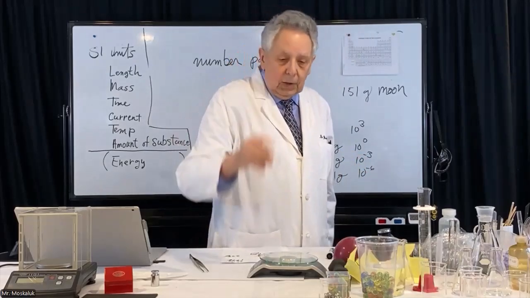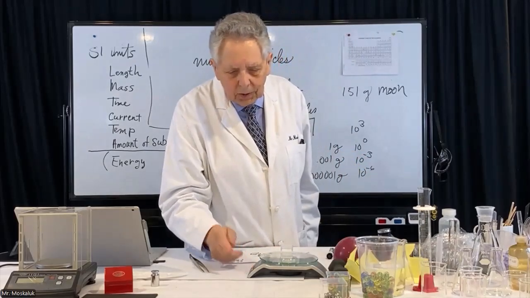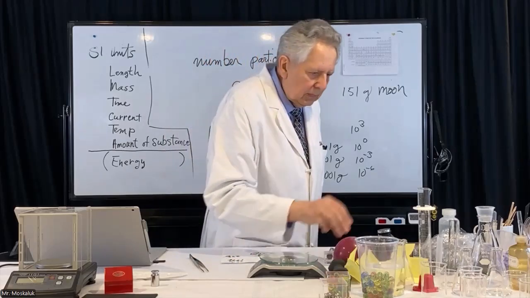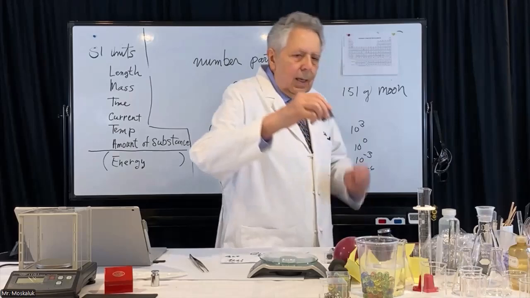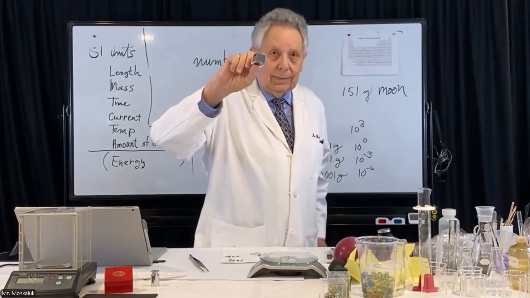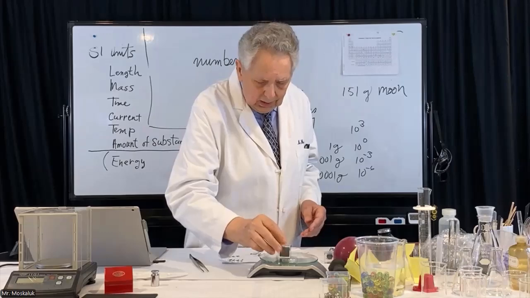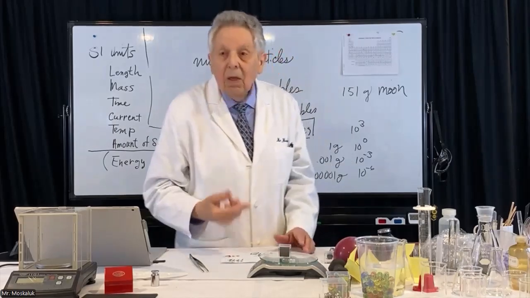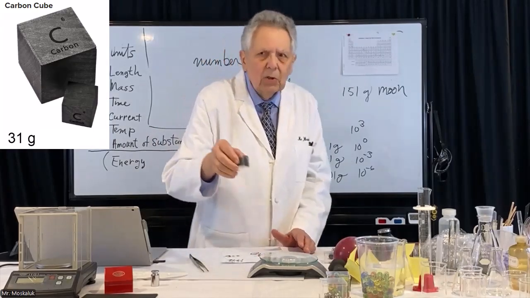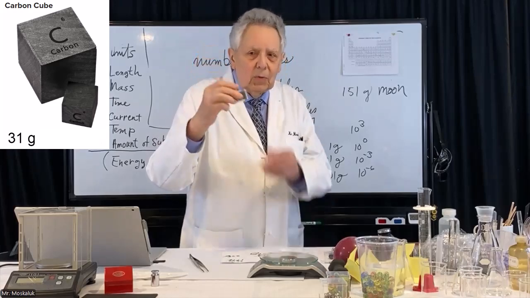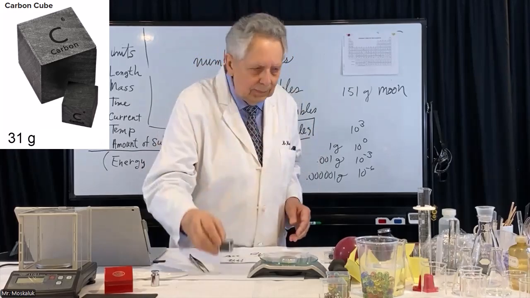Here's a cube. I'm going to zero this out. I can turn this on so the balance says 0. And I'm going to put on a cube of an element. Carbon, the same stuff that you have in pencils. And that weighs 31 grams. Not much. I think I might have paid $15 for this beautiful cube of carbon.